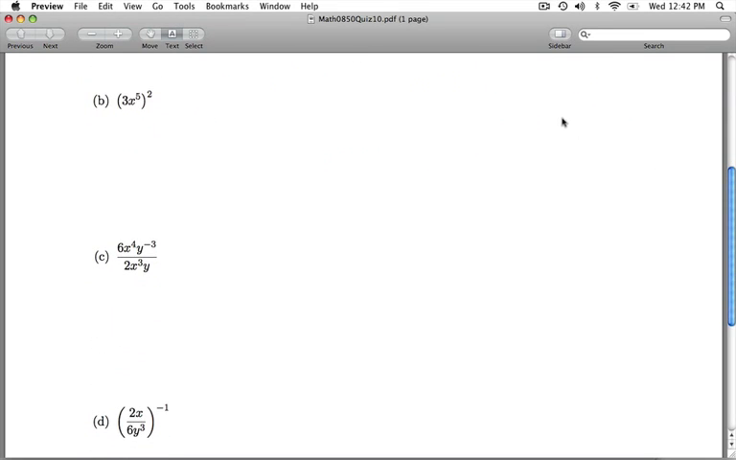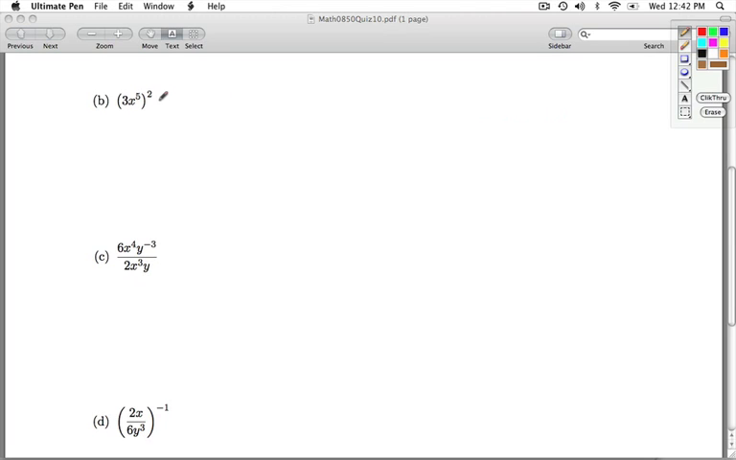And part B, I have a product to a power, and so what I can do is take each of those factors to that power. So the 3 squared is 9. And when I have a power to a power, I multiply these exponents. So this is going to be x to the 10th. And so part B then is 9x to the 10th.